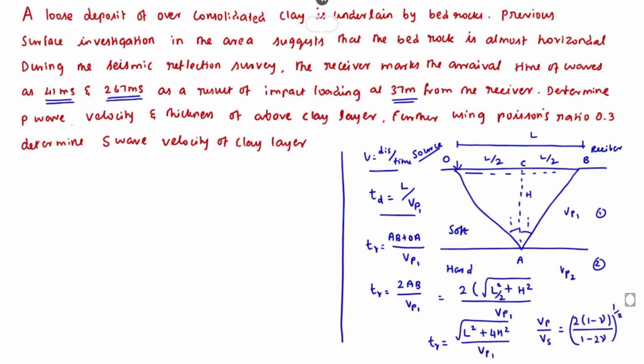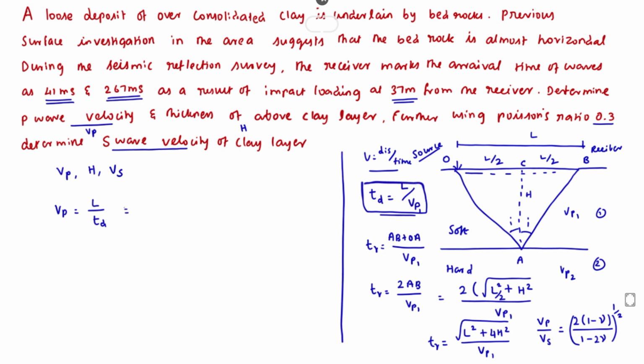Then determine the P wave velocity. We can find the Vp value and the thickness of the layer, the H value. Further, using the Poisson ratio 0.3, we can determine the S wave, that is secondary wave, velocity also. First, Vp equals the direct wave L by TD, so using this relation we can find the Vp value.